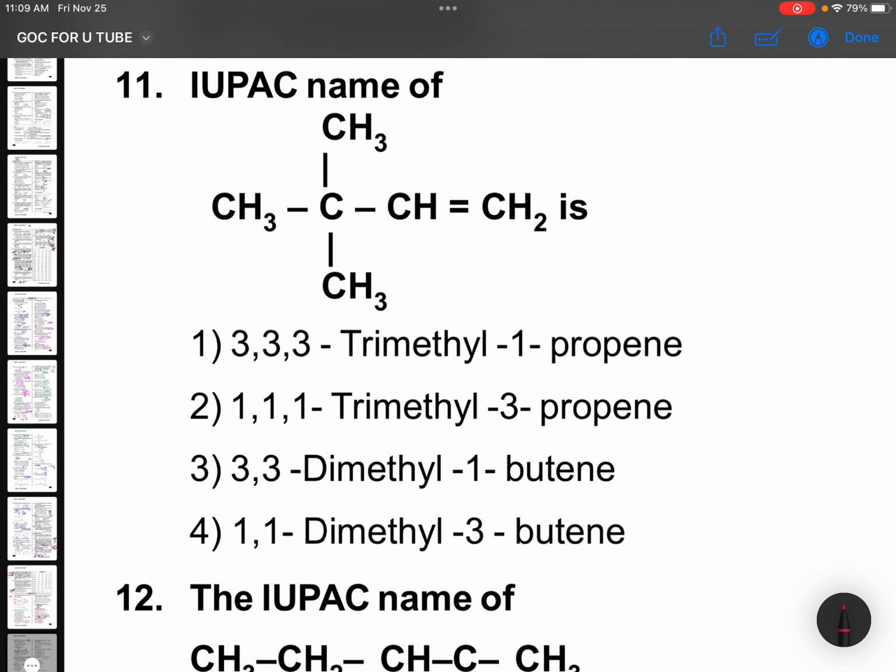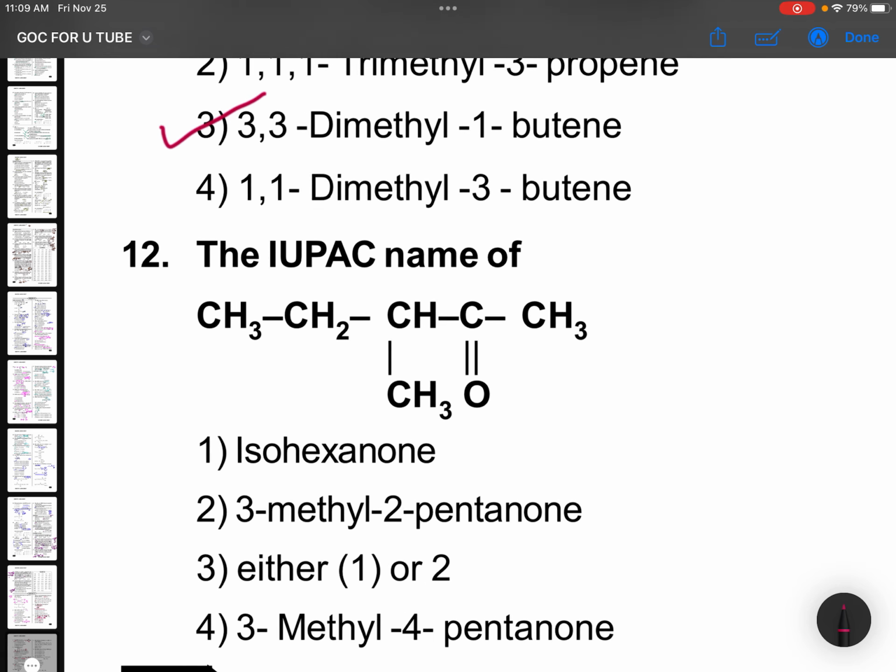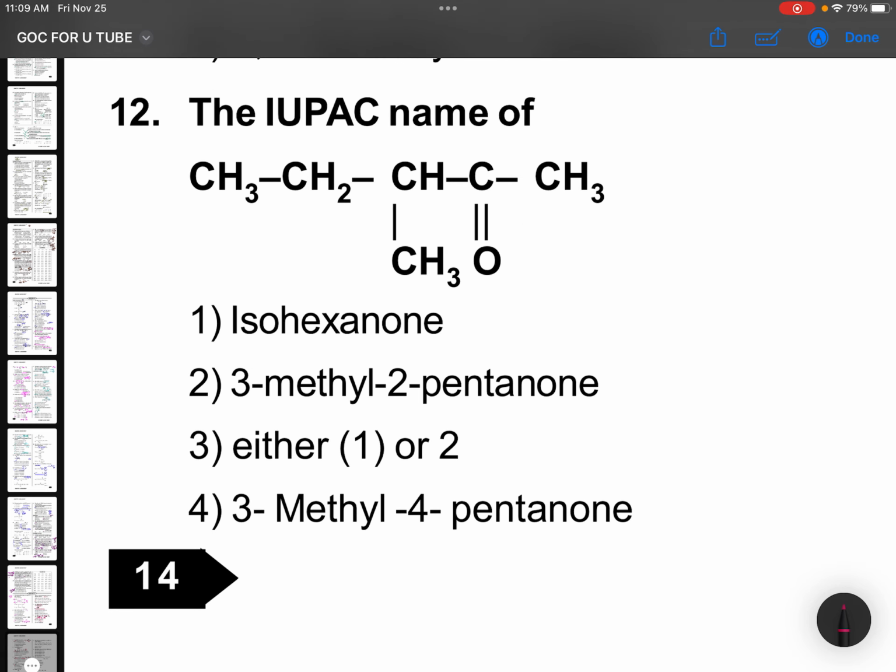IUPAC name of CH3, this is first place, second place, 3,3-dimethylbut-1-ene. Correct? The IUPAC name of this: first place, second place, ketone, third, fourth, fifth, 5 carbons pent, second place one, third place methyl.